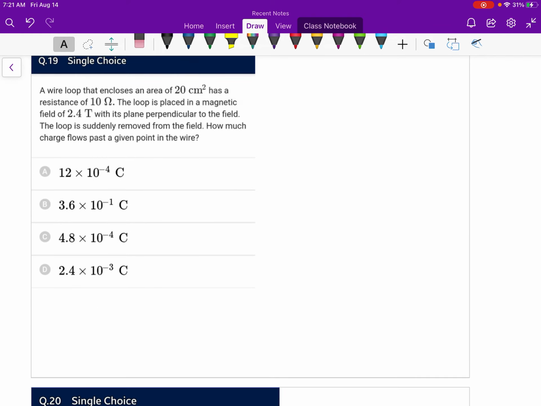A wire loop of area A and resistance R is placed in a magnetic field and is withdrawn suddenly. The charge flown: charge flown is minus n times delta phi upon R.